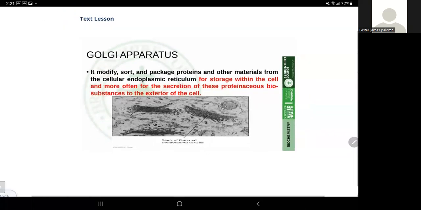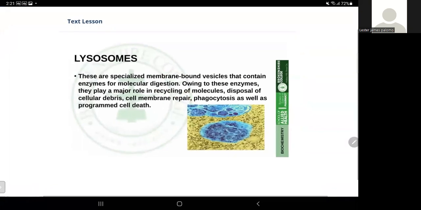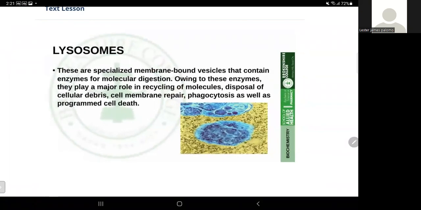Then we have your lysosomes, no? These are specialized membrane-bound organelles that contain enzymes for molecular digestion. Owing to these enzymes, they play a major role in recycling of molecules, disposal of cellular debris, cell membrane repair, phagocytosis, as well as programmed cell death. So that is the purpose of your lysosome.